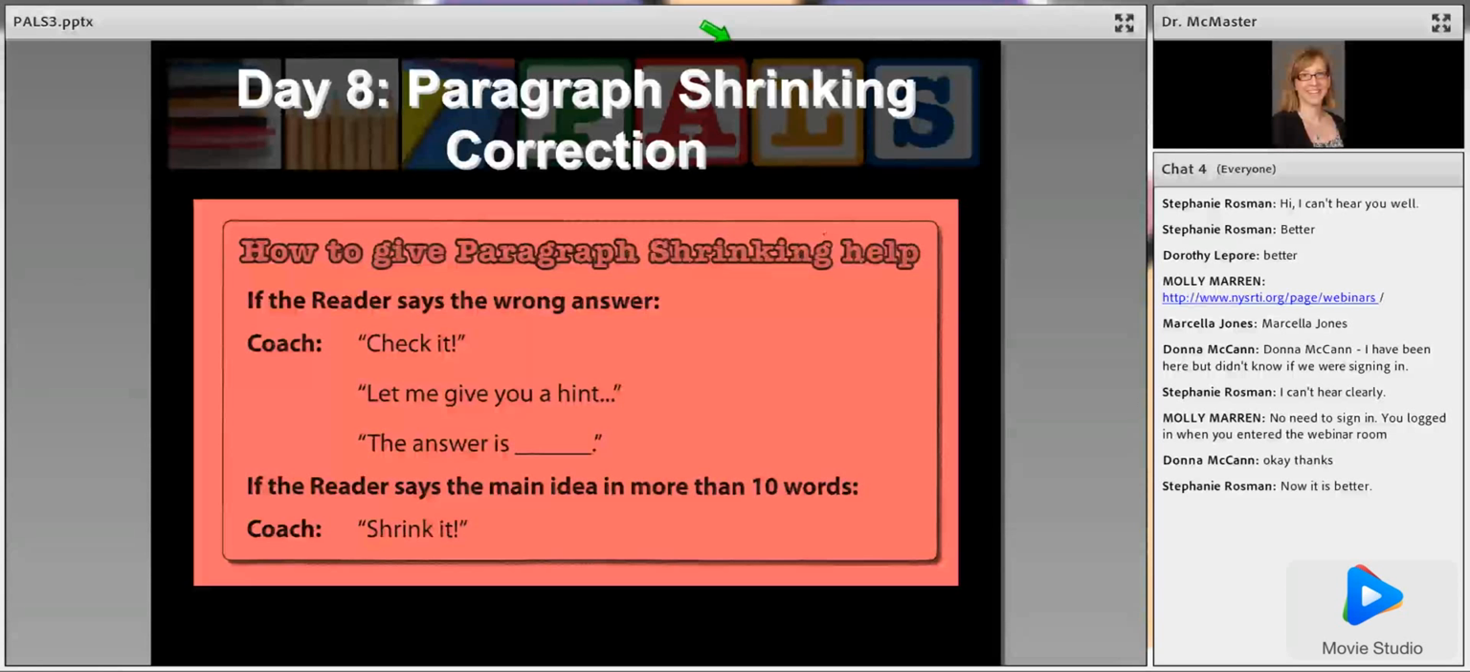So that's for when they're doing the naming the most important who or what and the most important thing about the who or what. Then, if the reader says the main idea in more than 10 words, the coach simply says shrink it, and the reader gets a chance to shrink it down to 10 words or less. And that's usually pretty fun for students. They like to count up the number of words that they said and try to shrink that down.